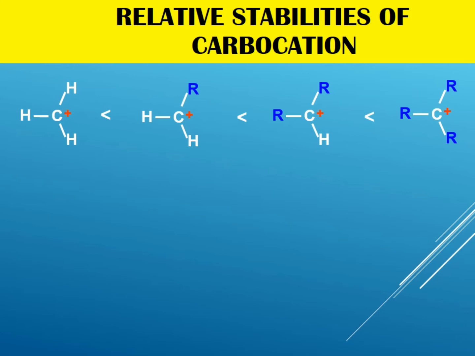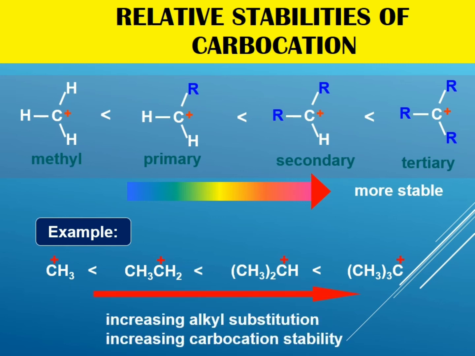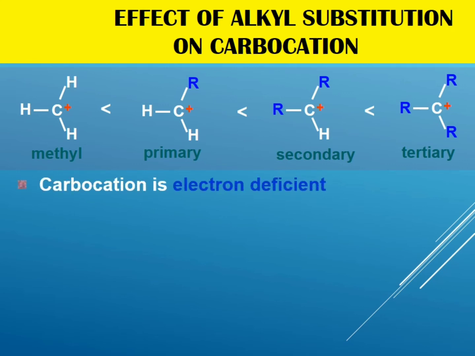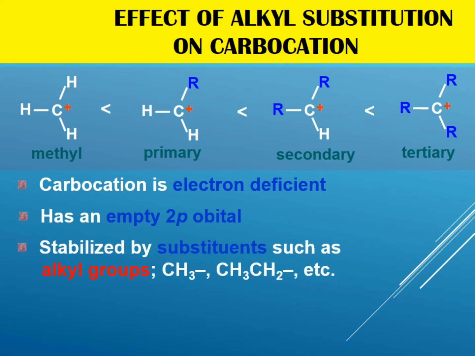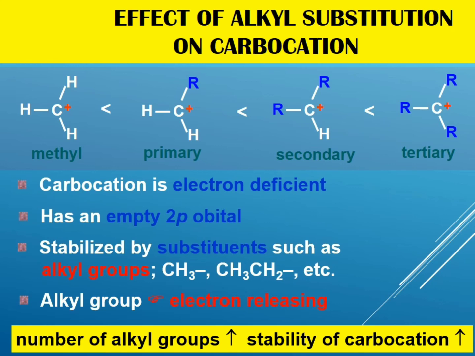So we can see the stability of carbocation increases from methyl to primary to secondary carbocation, and the tertiary carbocation has the highest stability. So we can say when the alkyl group substitution increases, the carbocation stability will also increase. As we know, a carbocation is electron deficient, which means the carbon ion lacks electrons. So it has an empty 2p orbital. So it can be stabilized by substituents such as alkyl groups. Alkyl groups are electron releasing groups. So as the number of alkyl groups increases, the stability of the carbocation will increase.